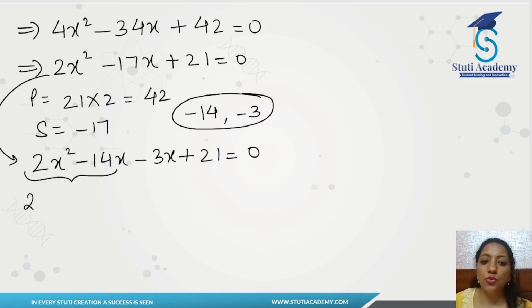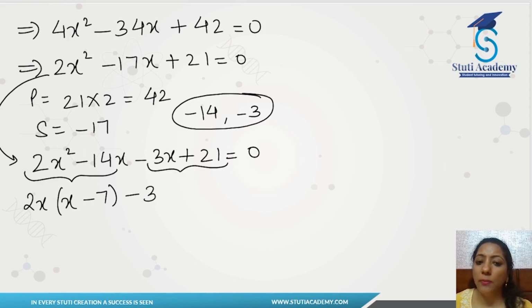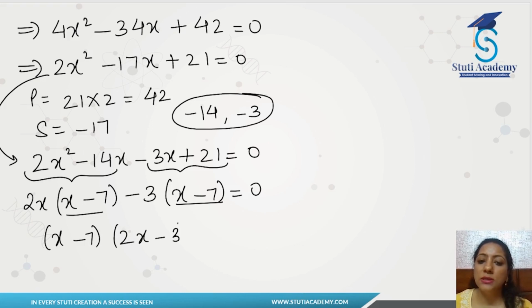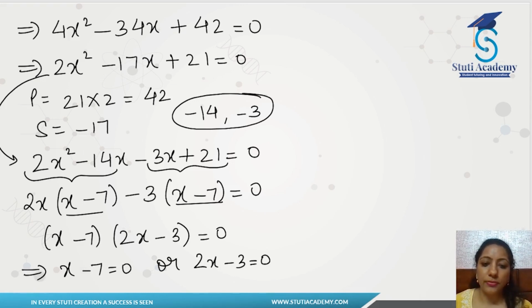From here we can take 2x common and we'll be left with x minus 7 and we'll take minus 3 common and we'll be left with x minus 7 here. Now here x minus 7 we can take common and we have 2x minus 3 is equal to 0. So we can say either x minus 7 is equal to 0 or 2x minus 3 is equal to 0. That means either x is 7 or x is equal to 3 by 2.